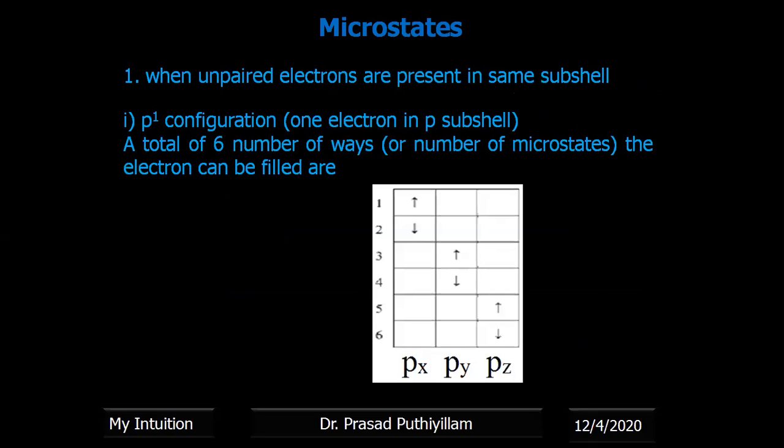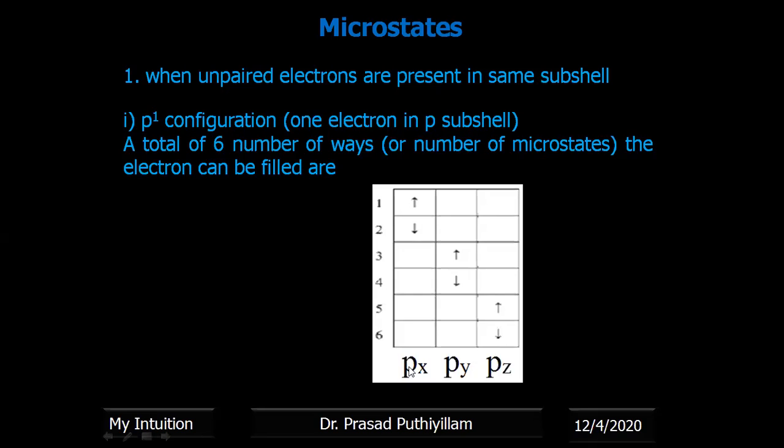We are not discussing only unpaired electrons present in the same subshell. Take the example of the P1 configuration, that is, one electron in the P subshell. There are a total of 6 ways you can arrange it, or 6 microstates, 6 ways we can arrange the electron.